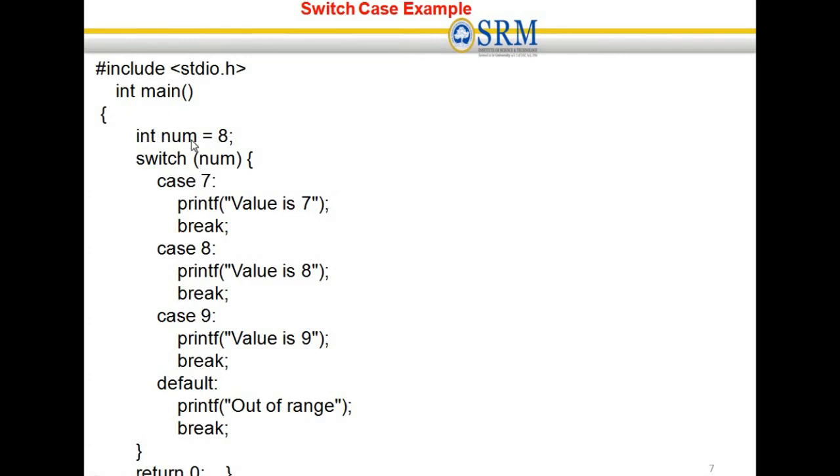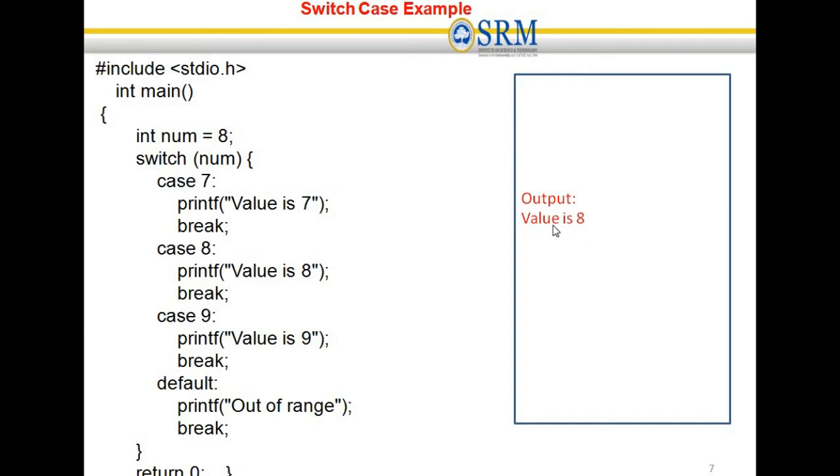I am initializing the variable number equal to 8. Switch number, which is 8, so it will check case 1. Case 1 is 7, so then it will check case 2. The case 2 value is 8, so it matches. Now it will print "the value is 8". If we check the output, it will display "the value is 8".